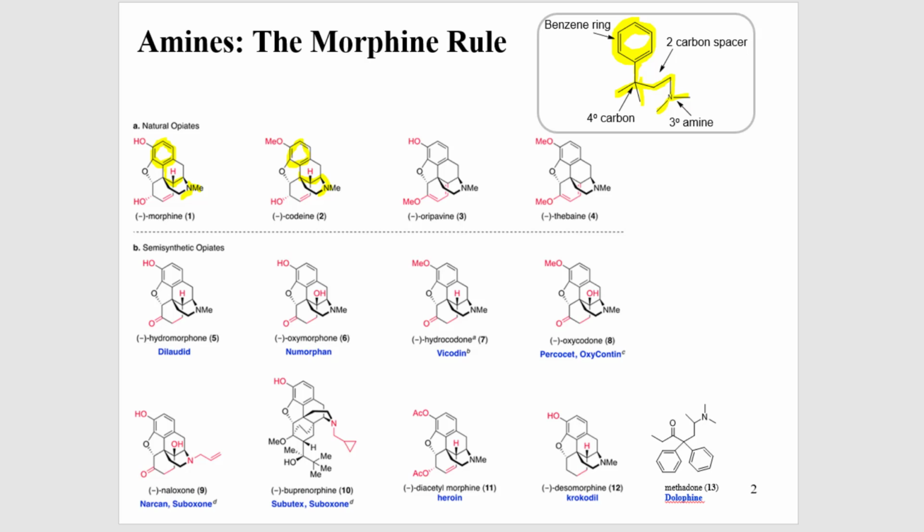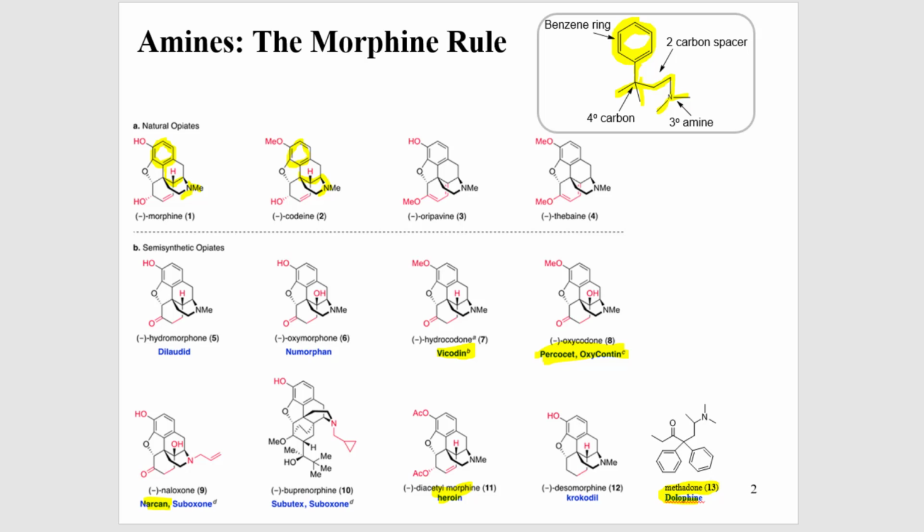So you can see that at the top row, you can find the natural opiates, morphine, codeine, and so on. And then down below, you'll see some semi-synthetic opiates. Maybe the ones that you've heard of are things like Vicodin, Percocet or Oxycontin, Narcan, heroin, right? And Dolophine, which is also methadone.